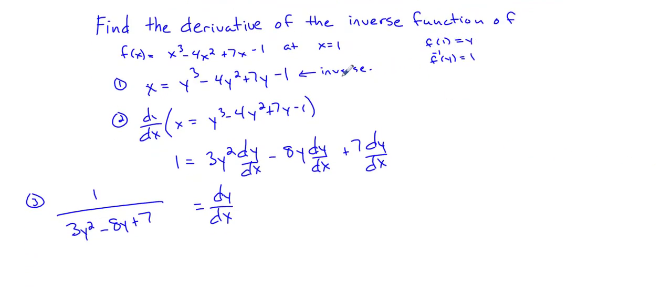Okay, here's some place where people get confused. Well, guys, this is the derivative of the inverse right here, right? It is in terms of y. They gave us an x, and so we have to find that y value to be able to plug it in here. So step 4: 1 equals y cubed minus 4y squared plus 7y minus 1.